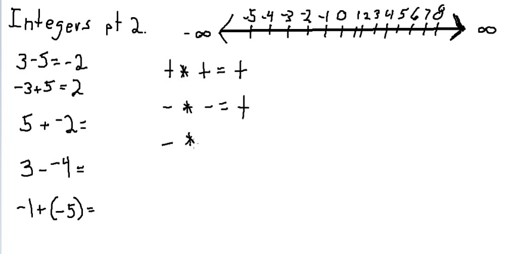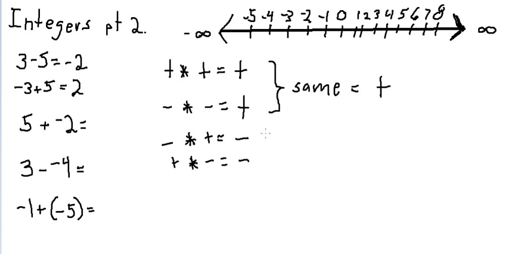Then a negative times a positive is a negative, or a positive times a negative is a negative. Now what I'm going to look at, see these two right here, the same, equals positive. These two right here, they're different. And that's going to give us a negative or a minus.